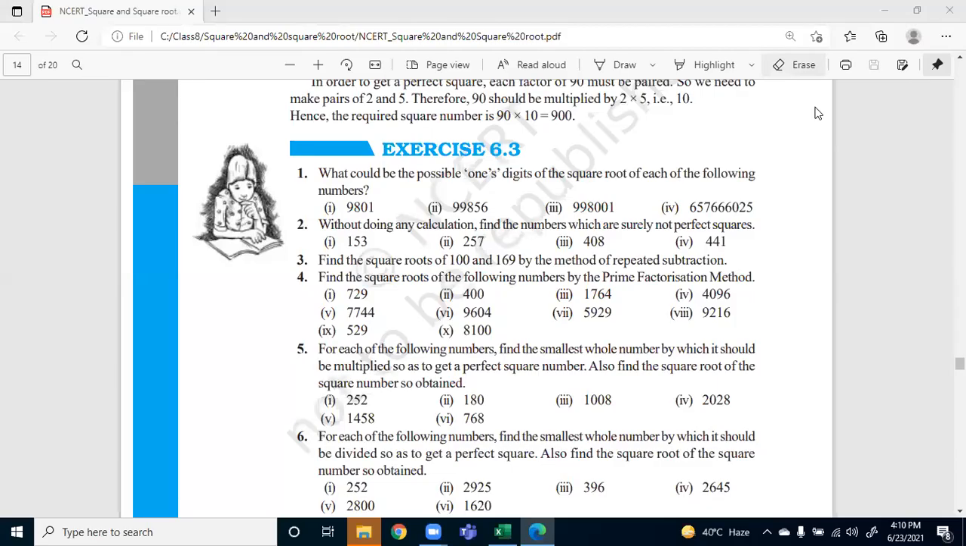You are correct. So let's start from exercise 6.3.